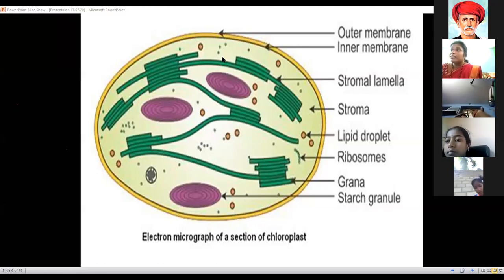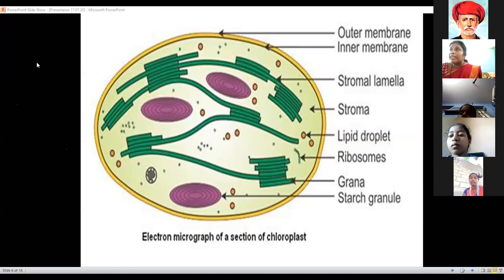See, in this diagram, the first part is the outer membrane. The first layer of the chloroplast is called the outer membrane. It is in yellow color. See, the colors also indicate the parts in this diagram. The outer layer, yellow color, produces lipids. Lipids means fats. You all know fats. The outer layer produces fats or lipids.